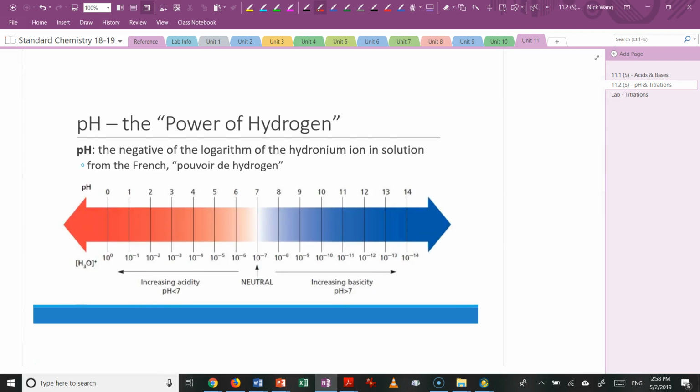So pH is effectively the power of hydrogen. It actually comes from a French phrase. I'm not going to try to pronounce that. Just kidding, I am. Pouvoir de hydrogen. Let's go with that. That's the negative of the logarithm of the hydronium ion concentration in solution. Okay, so let's break that one down.